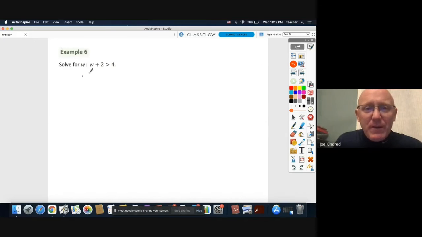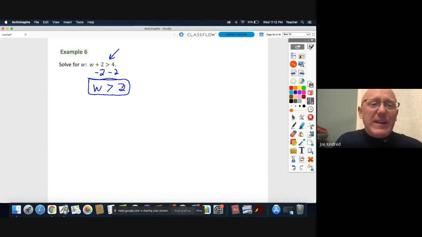Last one. What's different about this one is this inequality. We're going to solve this the same way we normally would. We're going to subtract 2 on both sides, and we're going to have W is greater than 2. So here's our solution as an inequality. So any number that's greater than 2 is a part of the solution set.